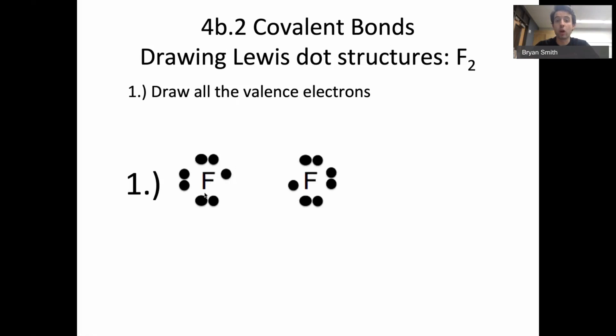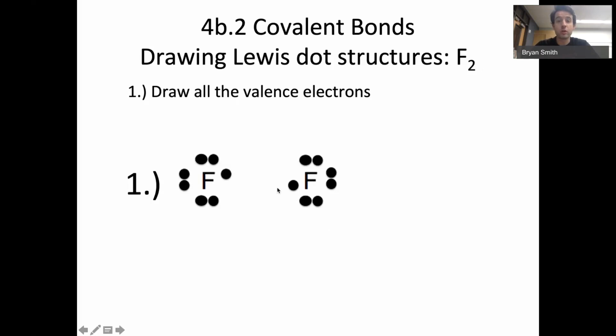So in order to draw a Lewis dot structure, that's the first thing you do: you draw the letter of the element, or letters, and then you draw all the dots for each valence electron. So in this case, we're looking at the structure F2. That's 2 fluorines. So I drew 2 fluorines, each with 7 valence electrons.